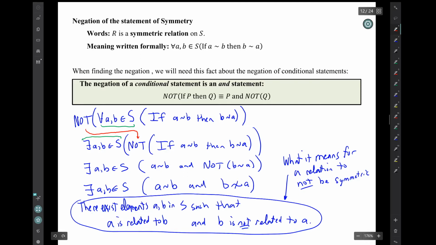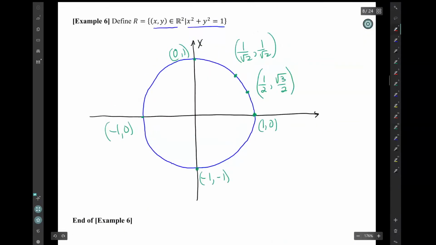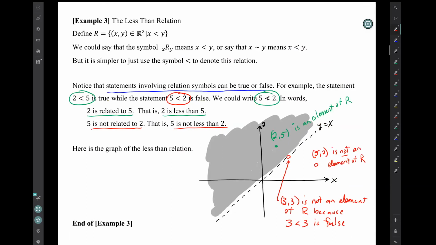Well, let's go back up and look at our graph of the less than relation. There's the graph of the less than relation. We can see here's a pair of numbers, 2 and 5, such that 2 is related to 5, but 5 is not related to 2. 2 is less than 5, but 5 is not less than 2.